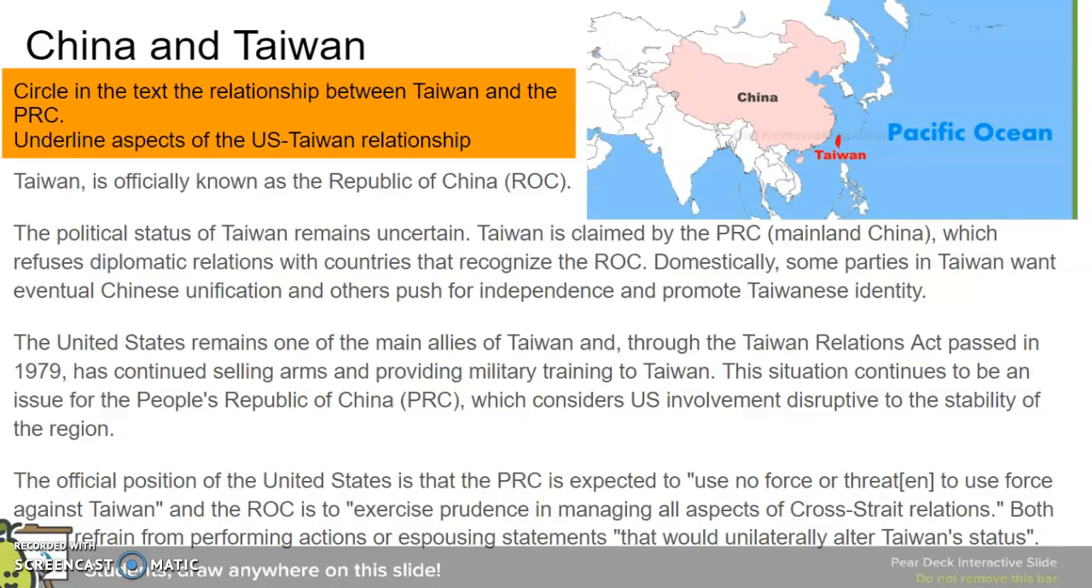The official position of the United States is that the PRC is expected to use no force or threaten to use force against Taiwan, and the Republic of China is to exercise prudence in managing all aspects of cross-strait relations. Both sides refrain from performing actions or espousing statements that would unilaterally alter Taiwan's status.